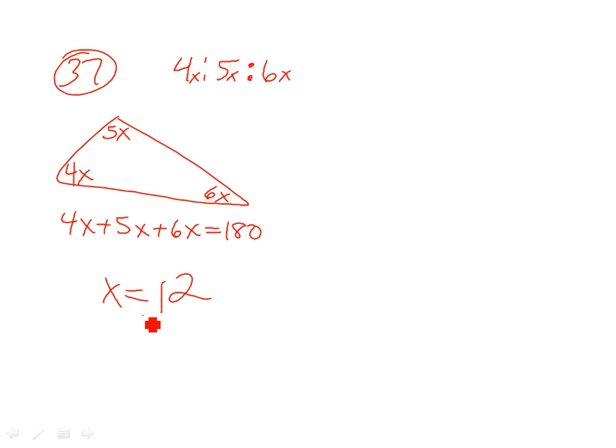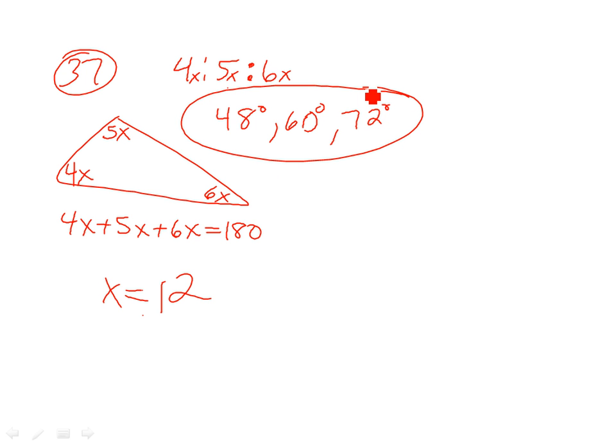What do we do once we know x is 12 on this? Plug it in. What's 4 times 12? 48 degrees. That's one of the angles. What's 5 times 12? 60. That's another angle. 72. Could we check our answer to make sure we're right? Yeah, they should all add up to be 180. You could go back and check to make sure you did everything right.